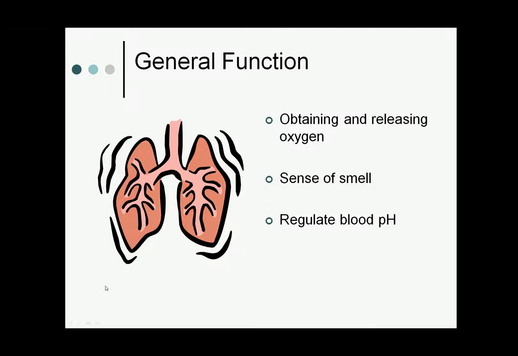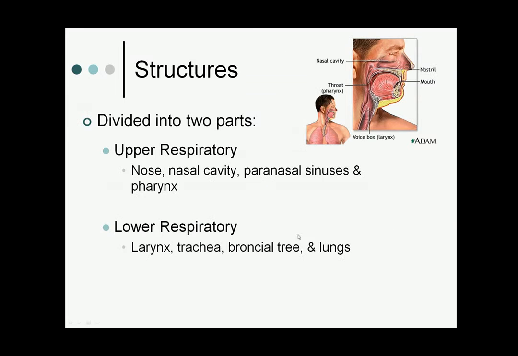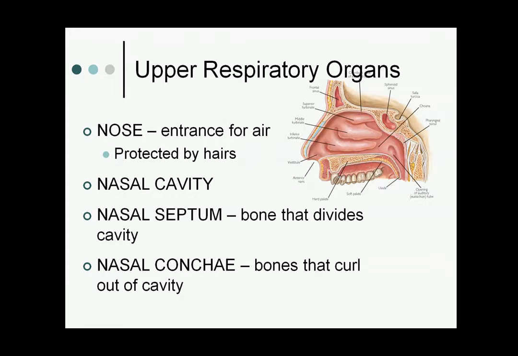Here are the general functions of the lungs. The one thing that kind of stands out here is that the general function of the lungs is not gas exchange. That's specifically the job of the alveoli and the membrane that is at that level that we'll get to. So releasing oxygen, getting oxygen, sense of smell, and regulating blood pH. Here are the two parts, upper and lower. You should know which organs are where, which parts are in which division.